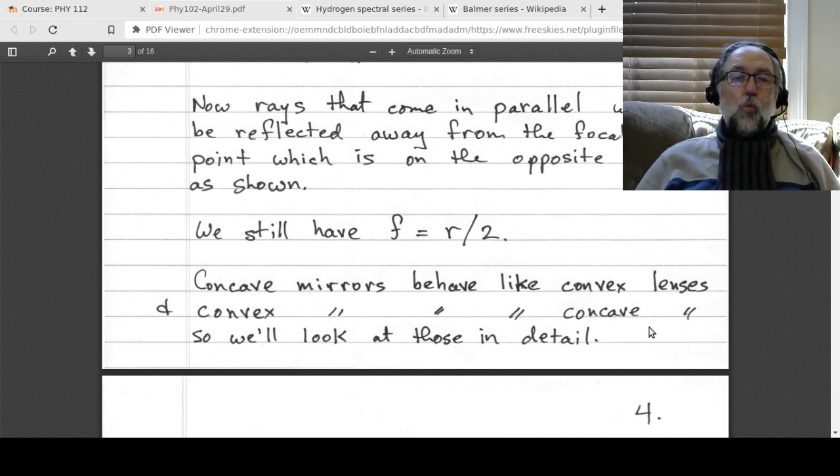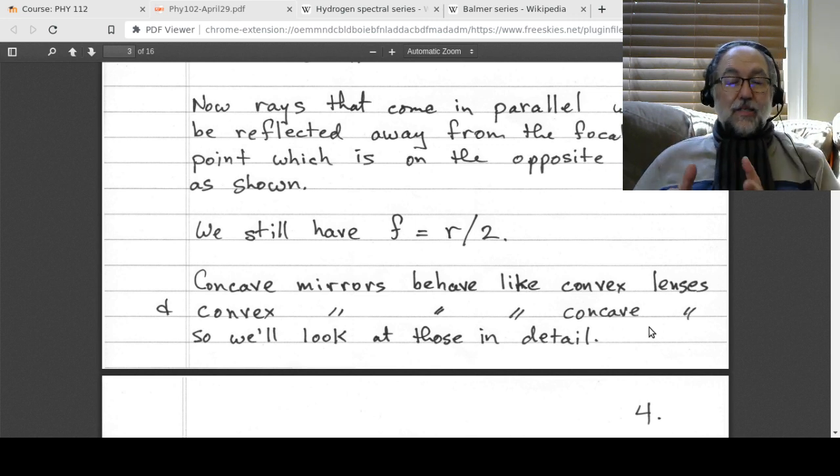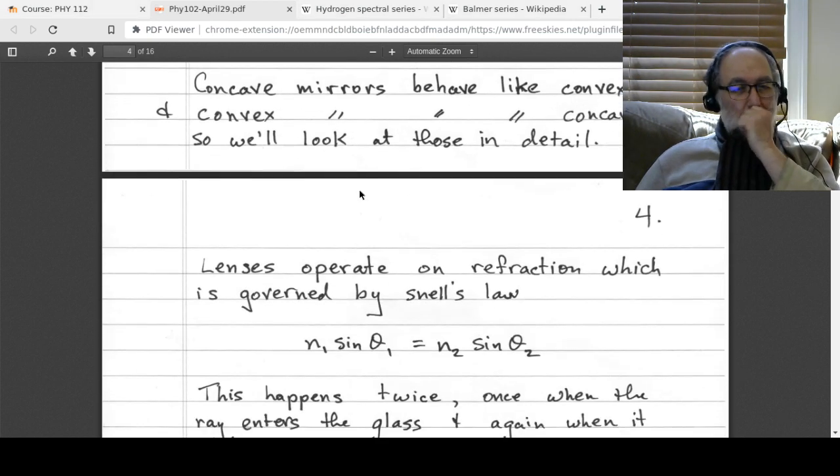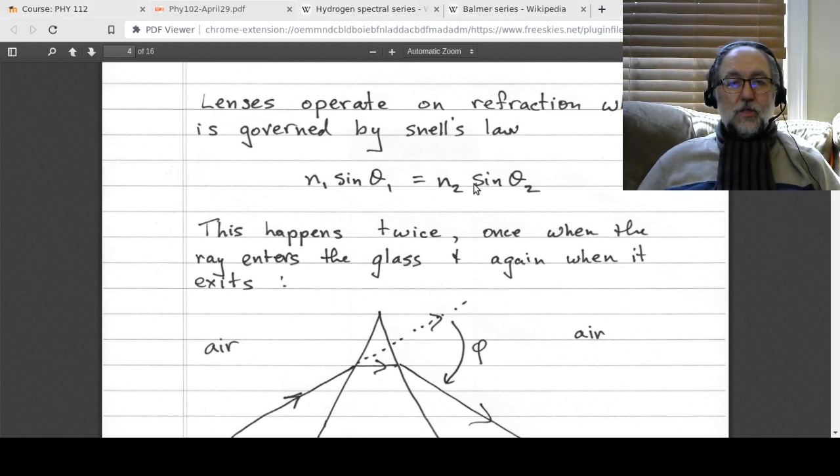Now there's one subtle thing that's different about the mirrors and the lenses. Remember, mirrors are optical devices based on reflection, the property that waves exhibit. Whereas lenses are based on refraction, and refraction is a little bit different than reflection. Remember that refraction occurs because of Snell's law. So there we go, we've got Snell's law right there.